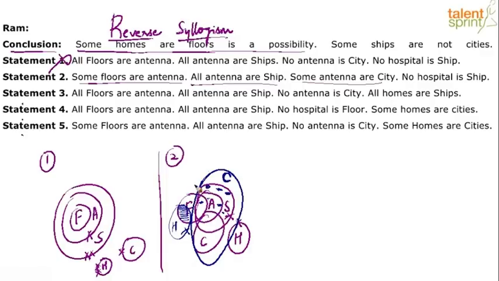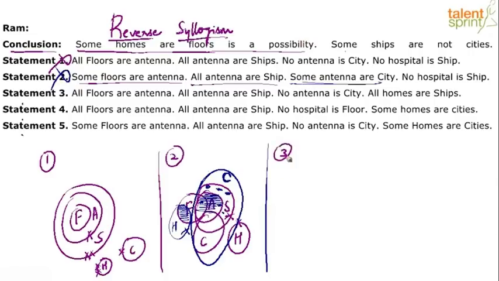If I draw the cities in this way, what was the statement? Some antenna are city. Yes, even now some antenna are city. But when drawn this way, all the ships come inside cities. So can we say some ships are not cities? No, it cannot be concluded from this. Hence the second conclusion is also false, and option 2 also fails. Look at option 3 now.